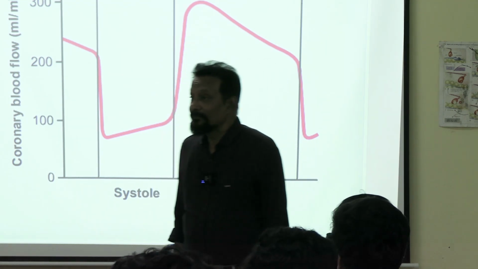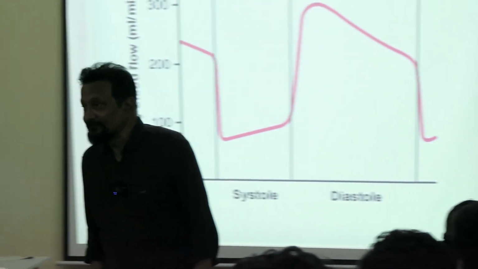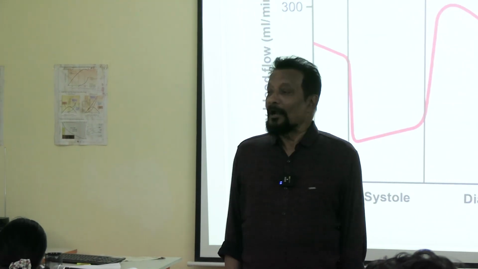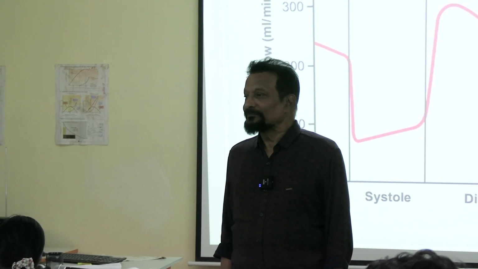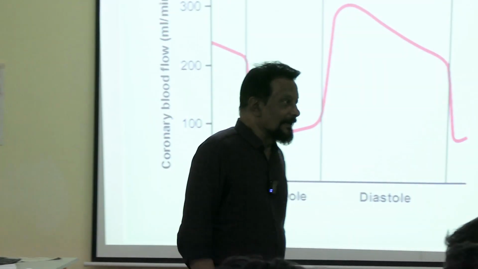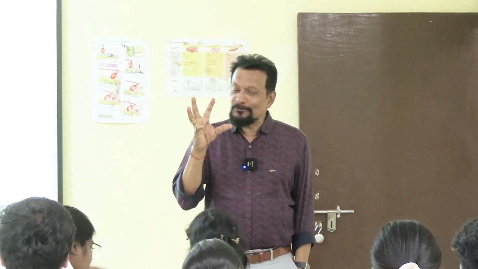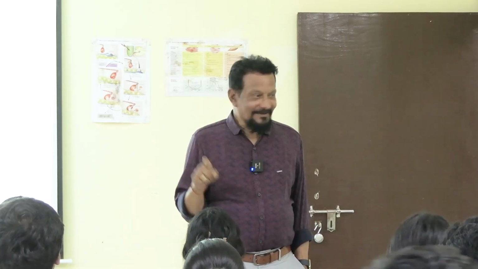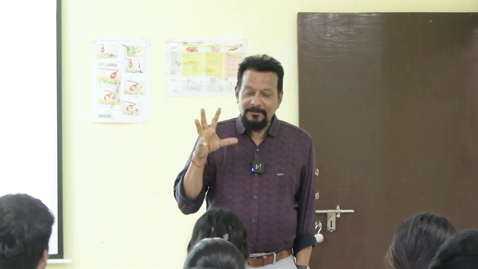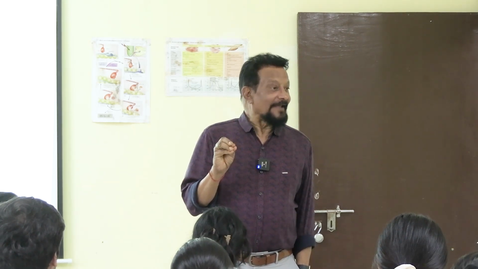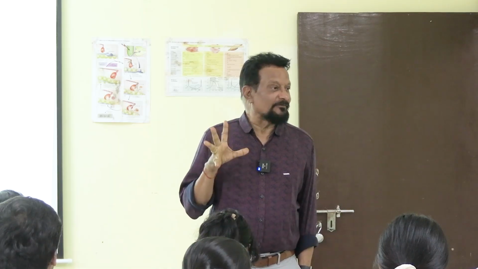0.8 second. One beat will take how much time? Normally, in 0.8 second, 1 beat is occurring. So out of this 0.8 second, the ventricle uses 0.5 second for diastole and 0.3 second for systole.